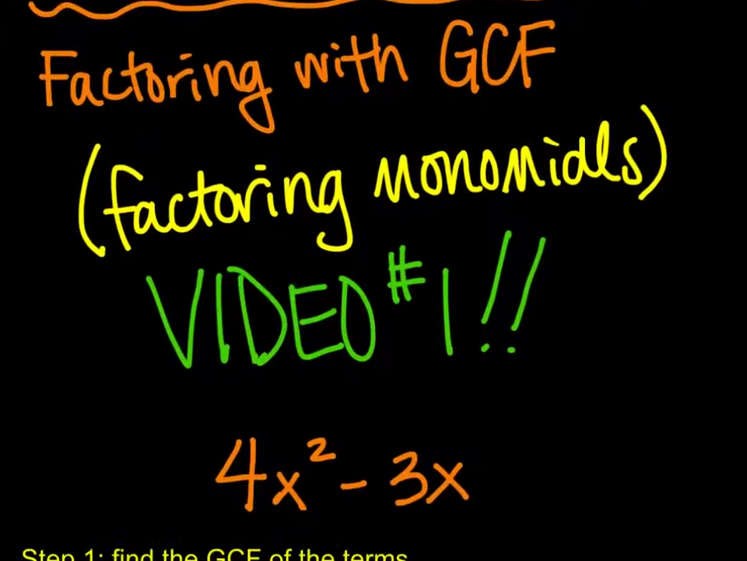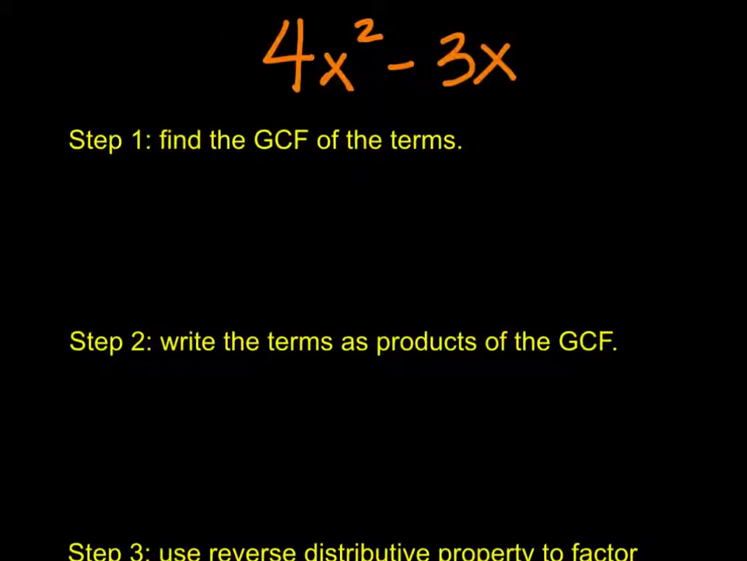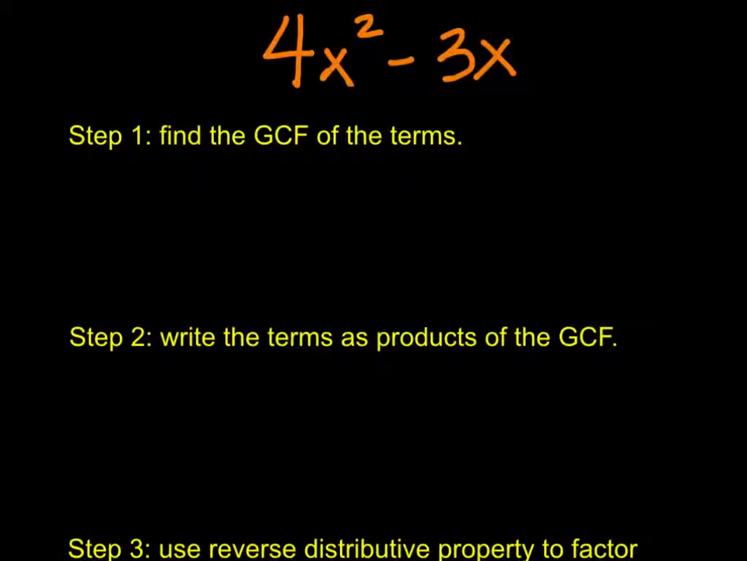So to start out with, we have a few steps that we have to go through, and we're going to go through them slowly with this problem. We have 4x squared minus 3x. Step one for factoring with the GCF is to first find the GCF of the terms. So we need to find the greatest common factor of this term and this term.